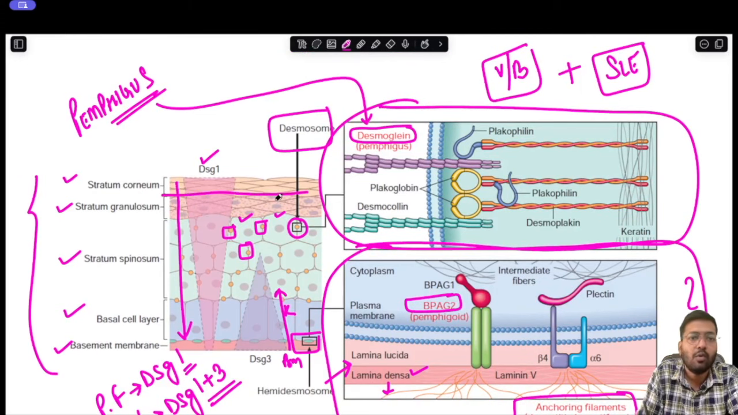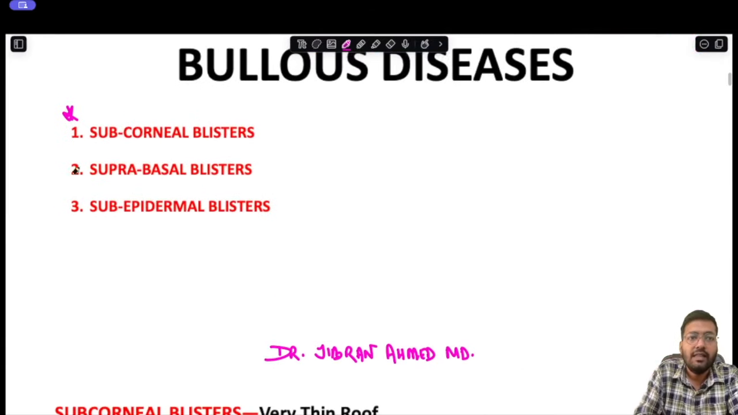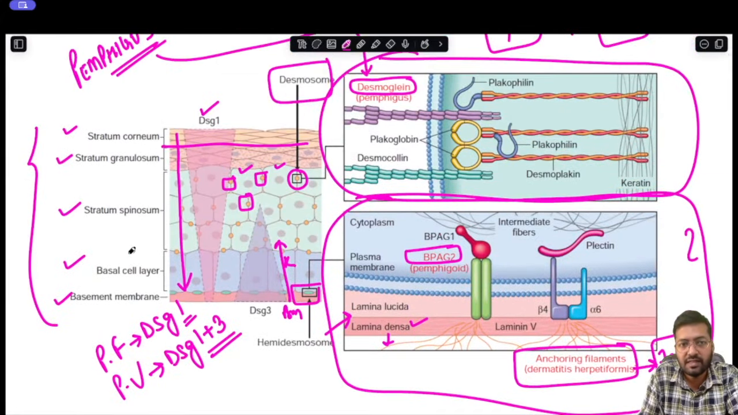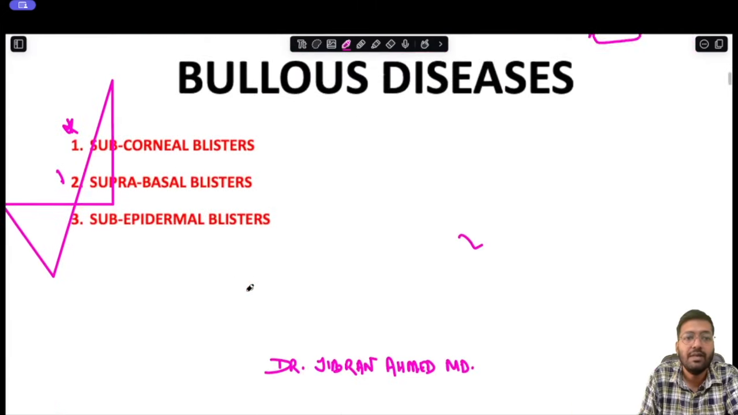Okay, this is the subcorneal blisters. Then there are suprabasal blisters, when there is a separation of the skin. If you see a suprabasal blister, the blisters are formed at this level, or separation is there just above the basal layer. So we call it a suprabasal blister.